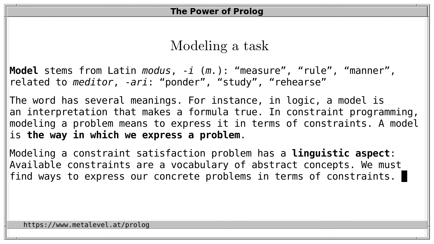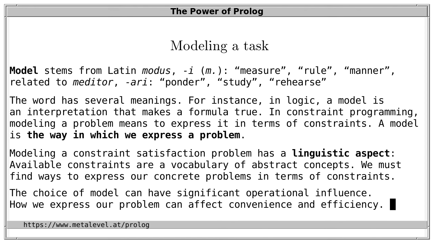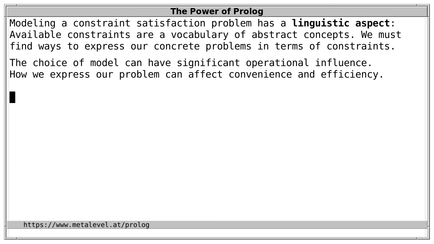And we must find ways to express our concrete problems in terms of these concepts. And the model can have significant operational influence. It may, for example, affect how fast we find solutions, and it may also affect how easily we can express our task. One sentiment I sometimes see about declarative programming is "what, not how."